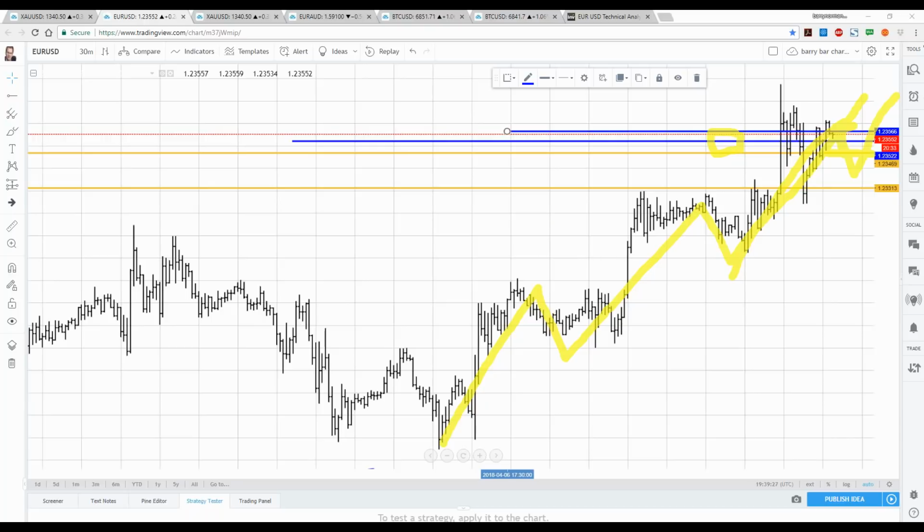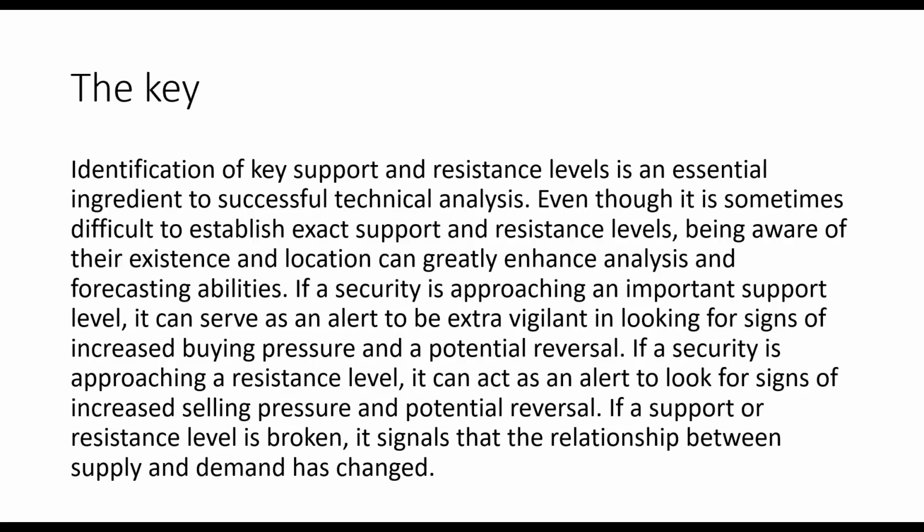So what you're trying to do is make something make sense to you instead of being complicated. Okay, you need to be able to understand price. So identification of key support and resistance levels is an essential ingredient to successful technical analysis. Even though it is sometimes difficult to establish exact support and resistance levels, being aware of their existence and location can greatly enhance analysis and forecasting abilities.